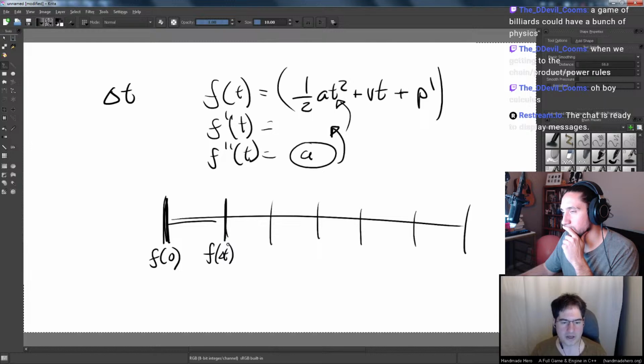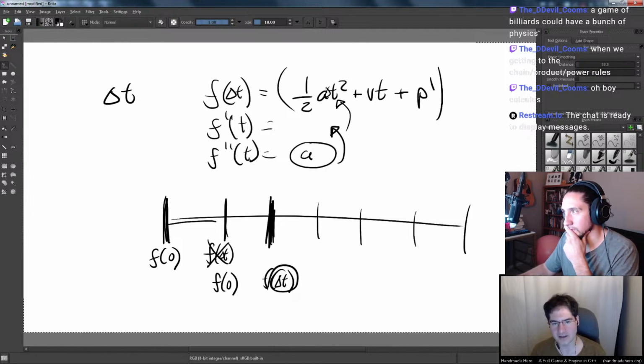Then on the next frame, we're going to do the exact same thing again. Pretend this is f of 0 and pretend this is f of delta t. And what do we want to know? We want to know where the guy would be at the end of the frame, right? So if we want to know where the guy would be at the end of the frame, well, that's delta t. That's what we would plug in. So we plug in delta t to our function, and that's why everything is in terms of delta t. It's because really delta t is the time at which we want to know.